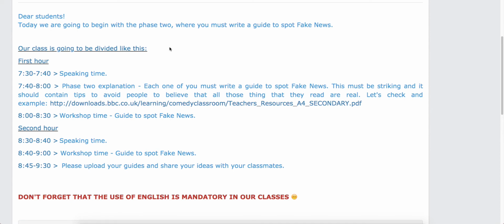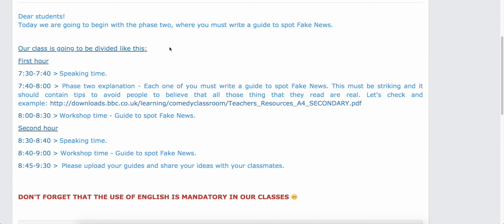Sorry, I don't understand very well what we need to do. I just understand that we are going to need to do this manual, but I don't understand why. Well, I know about fake news, but I don't understand very well the structure of this manual. I am going to show you some examples to exemplify this, but first I am telling you the things that you must take into account to create it.